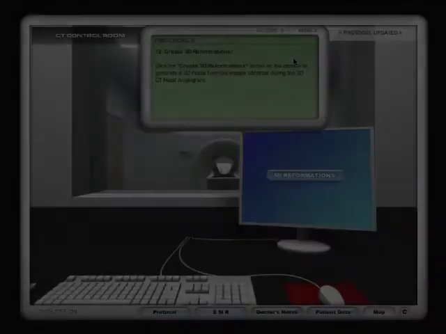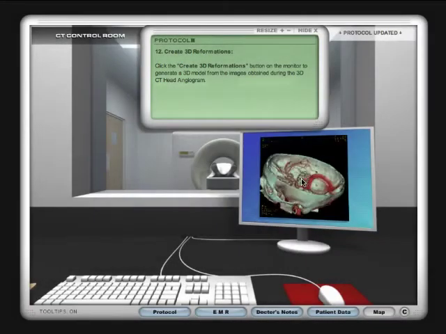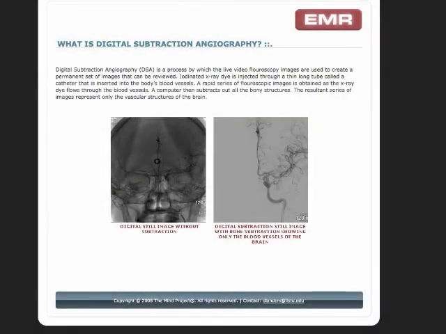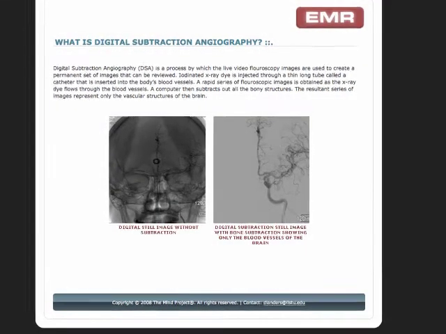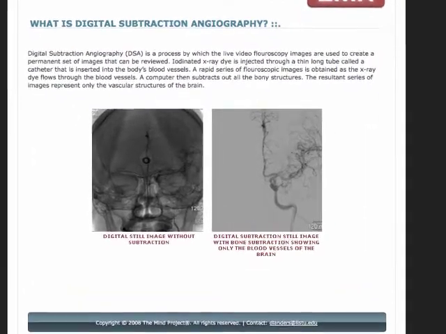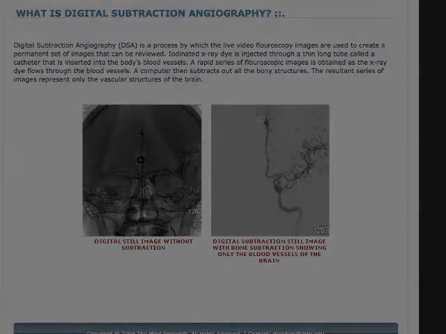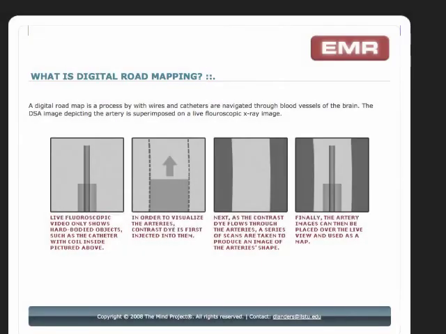At some point, you will need a diagnostic test to confirm the cause of the stroke. This can be done using a procedure called a digital subtraction angiography, or DSA. This is an X-ray procedure where tubes called catheters are inserted into blood vessels so that X-ray dye can be injected. Images are then recorded to show the anatomy of the blood vessels. This is called digital road mapping.